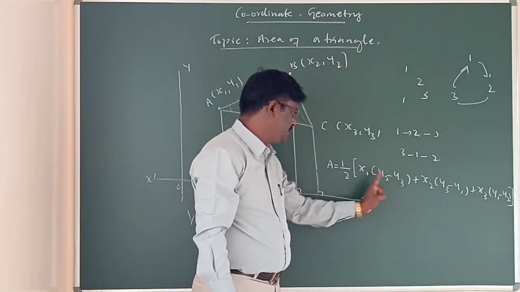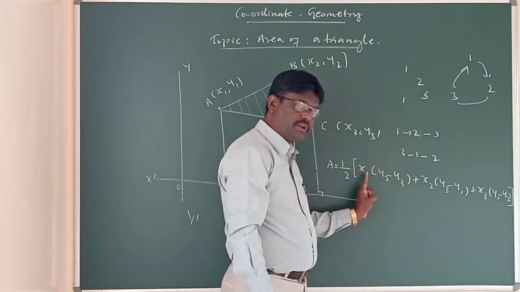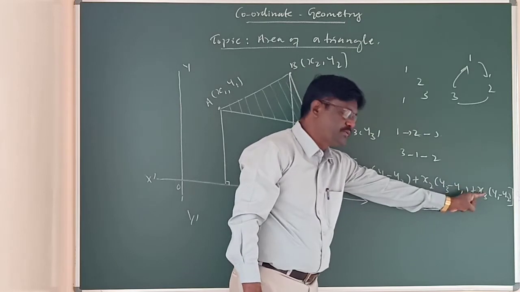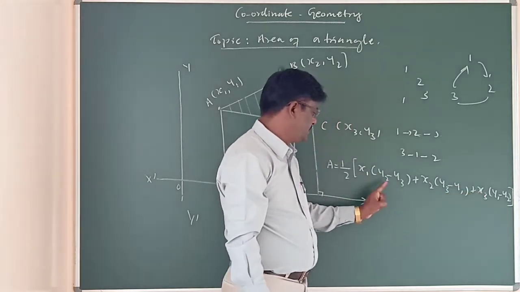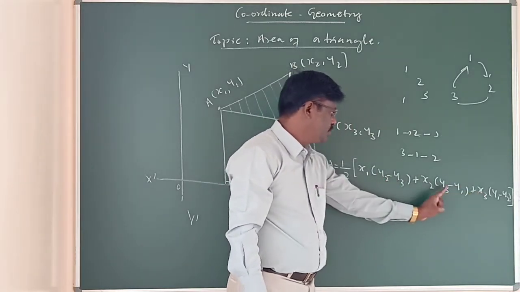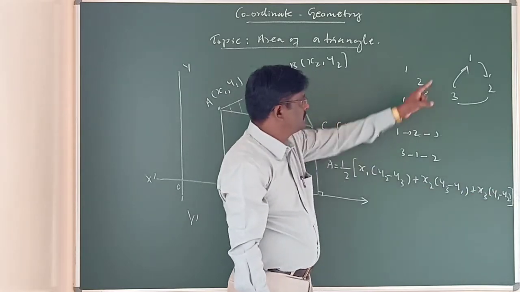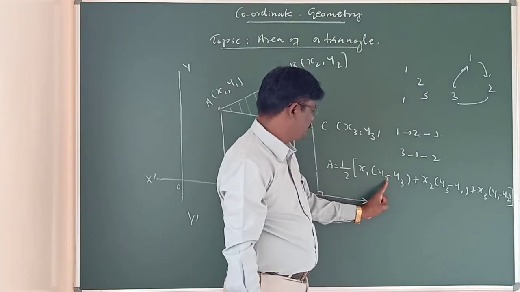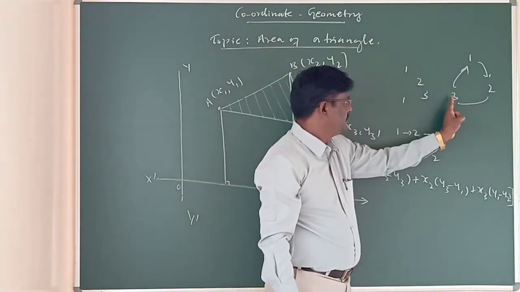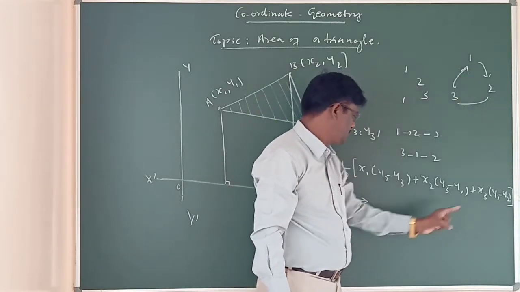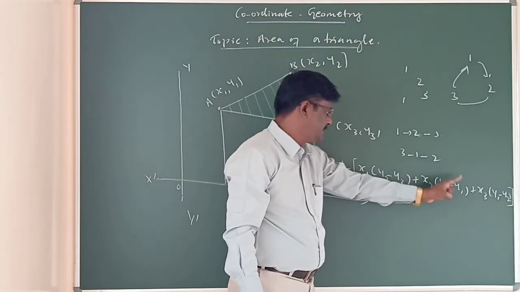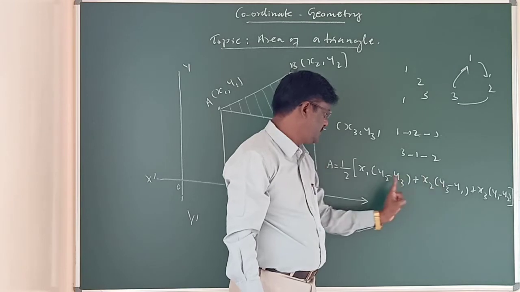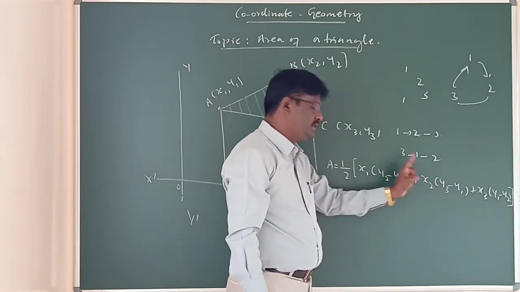Just look at 1, 2, 3. The x subscript is 1 here, then it becomes 2, then 3. Next look at y2, y3, y1: 1 to 2, 2 to 3, 3 to 1. If it is 2, next it comes 3. If it is 3, next it comes 1. So it goes y2, y3, y1, and x1, x2, x3.